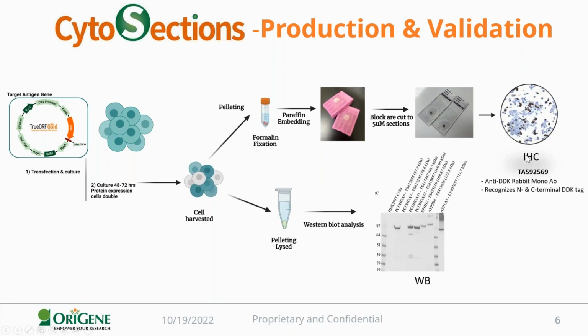In this case, I just want to mention that for immunohistochemistry and Western blot, we use this special antibody that we have generated. It's called anti-DDK rabbit monoclonal antibody. What is so special about it is that it recognizes the DDK whether it's at the N terminal or C terminal.